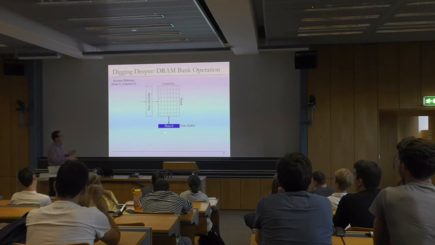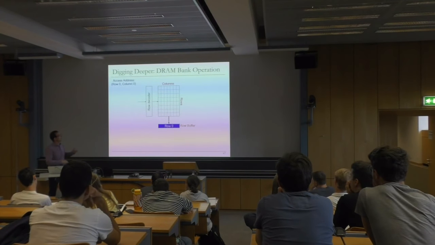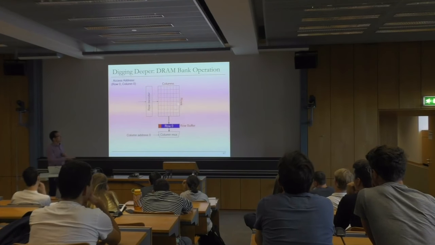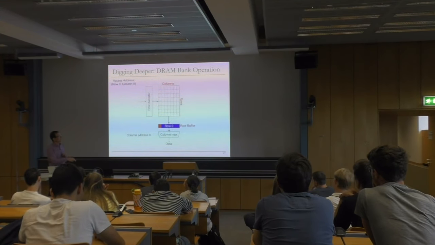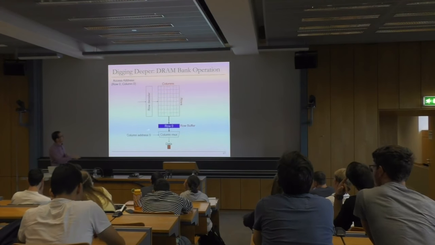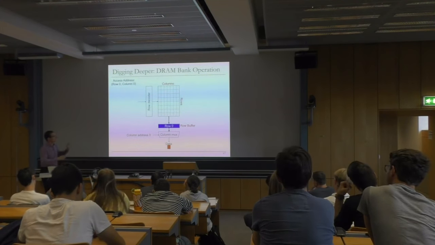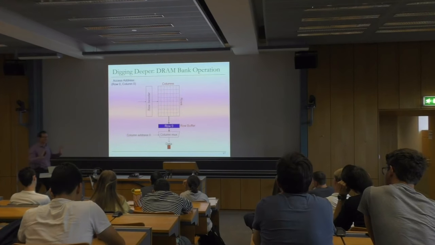Now the data is in the row buffer. Now the memory controller can send the column address to get the data out of the row buffer. It sends the column address, 0, and the DRAM chip selects the right bytes out of this row buffer and multiplexes them out through the selector or multiplexer and sends them to the memory controller. That's how you access row 0: activate row 0, and then read from column 0. Okay, this is good. That's the basic operation.